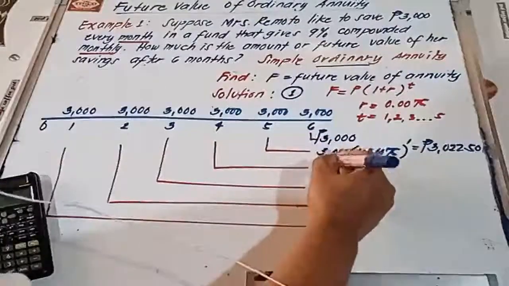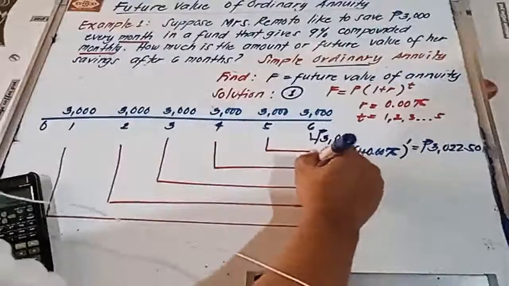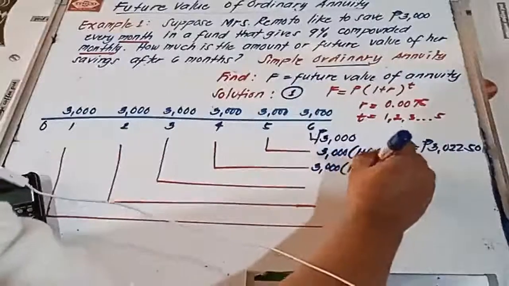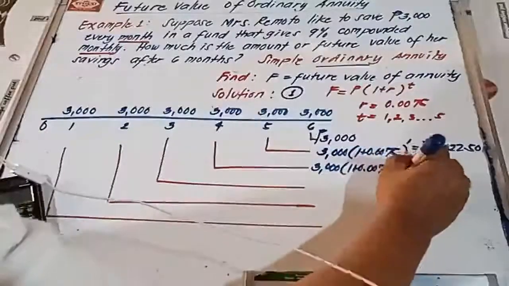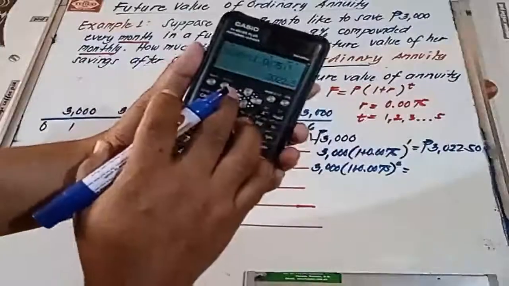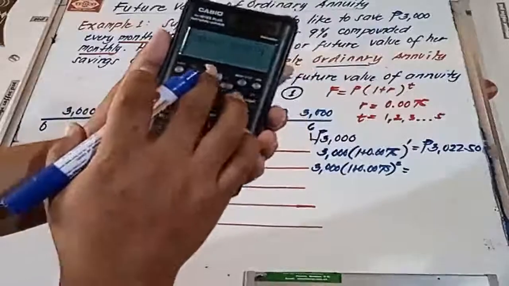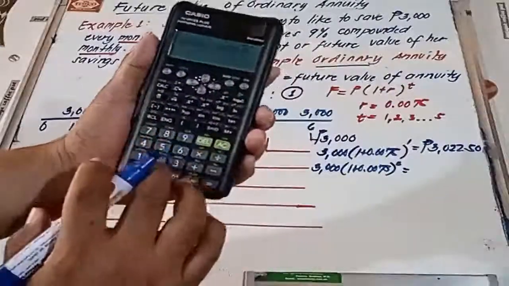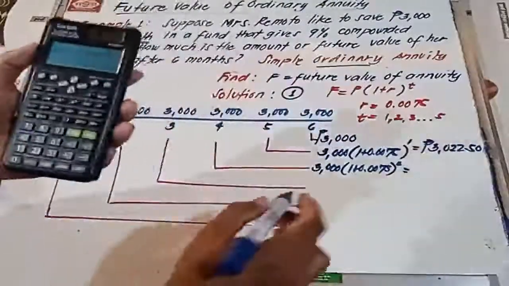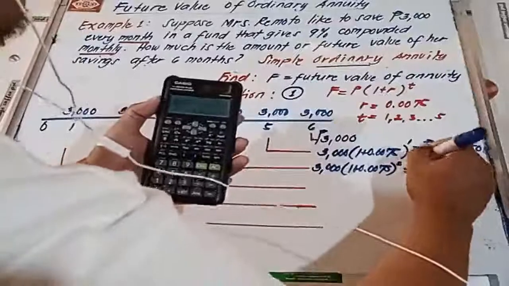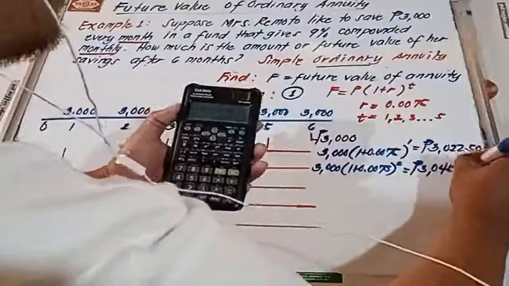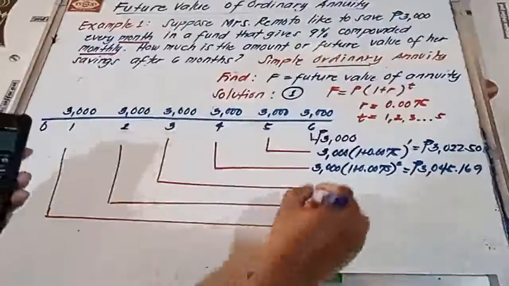Next, this one will earn for 2 months, since it is 2 months before the last savings that Mrs. Remoto will deposit. So that will be 3,000 times 1 plus 0.0075 raised to 2. You can just press the arrow to the left and then replace the exponent with 2. Then equals, taking 3 decimal places, 3,045.169.